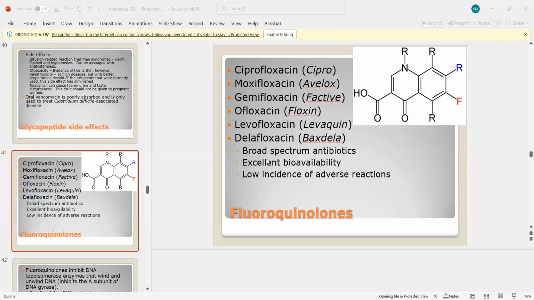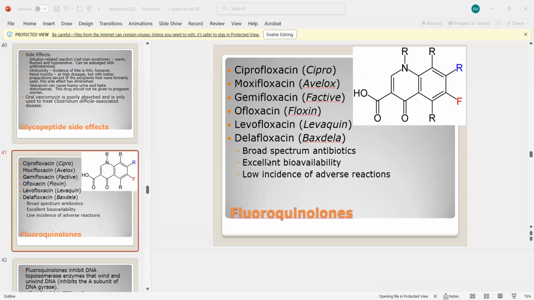So notice these drugs end in floxacin. If you see floxacin, it is a fluoroquinolone. The structure is shown there, and you can see the fluorine there. If you change the R groups, that gives you different fluoroquinolones. So these drugs are broad spectrum.